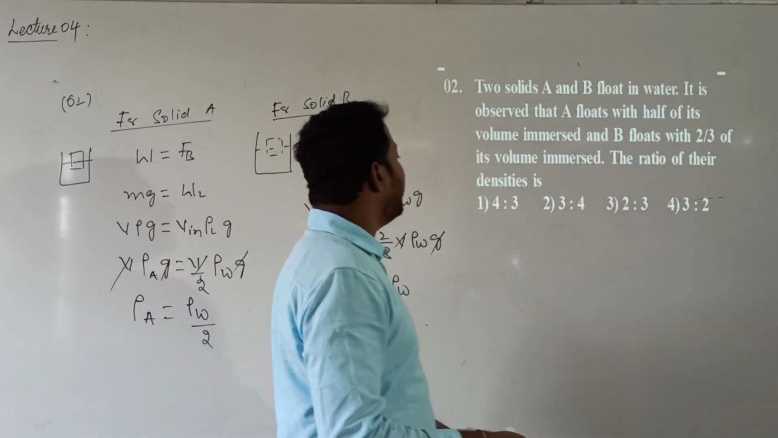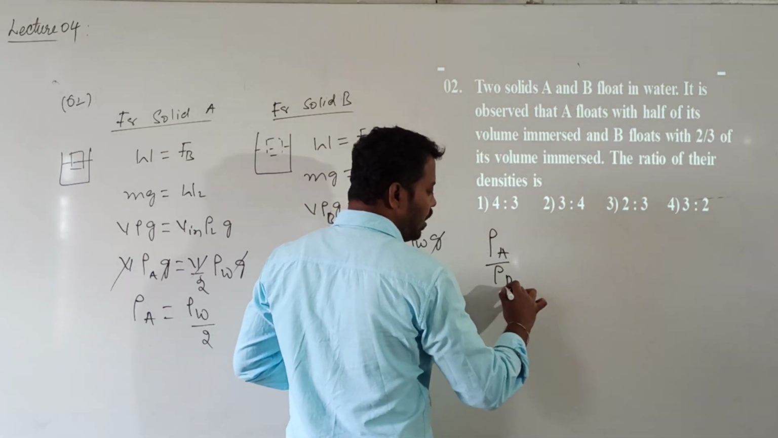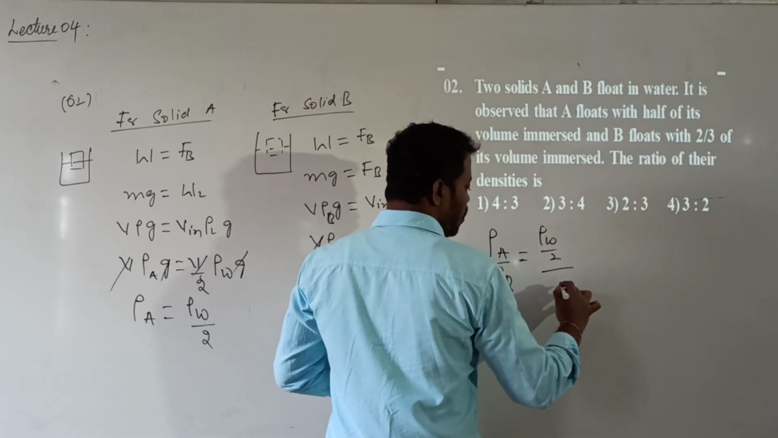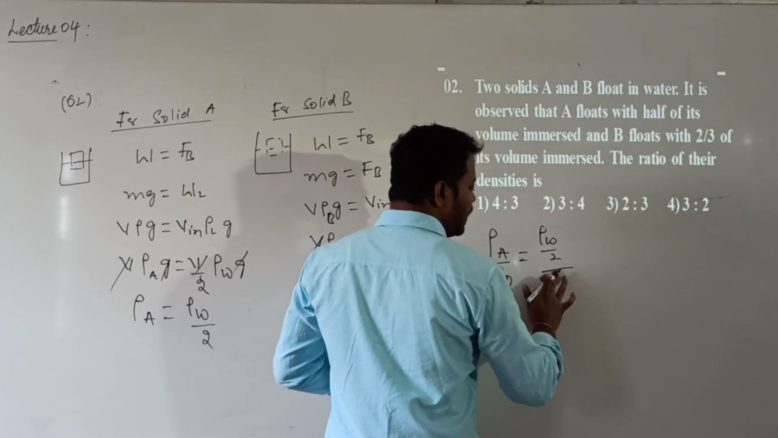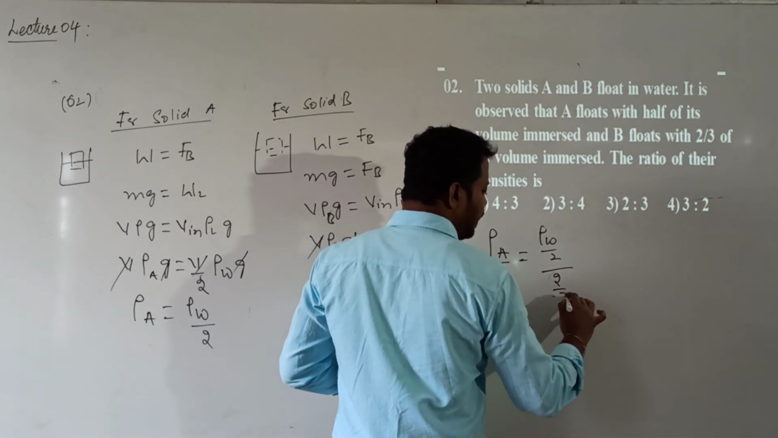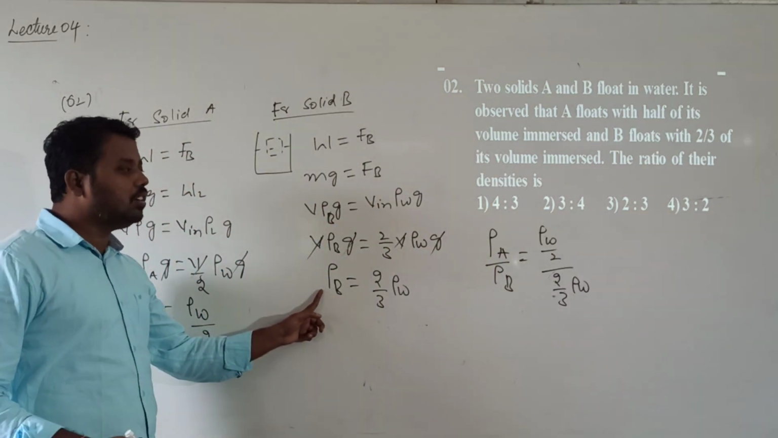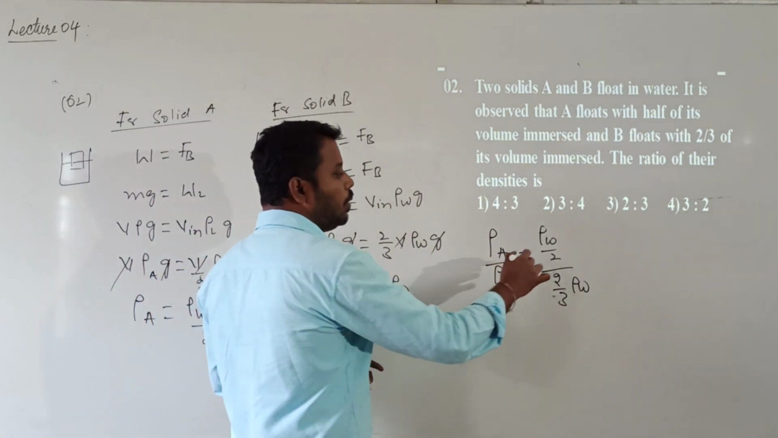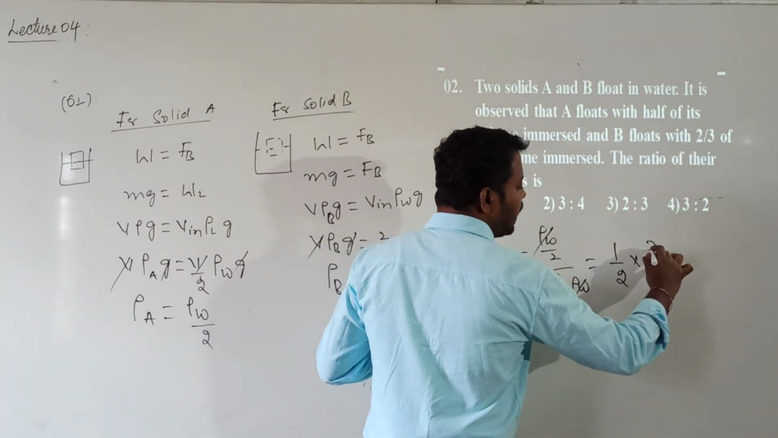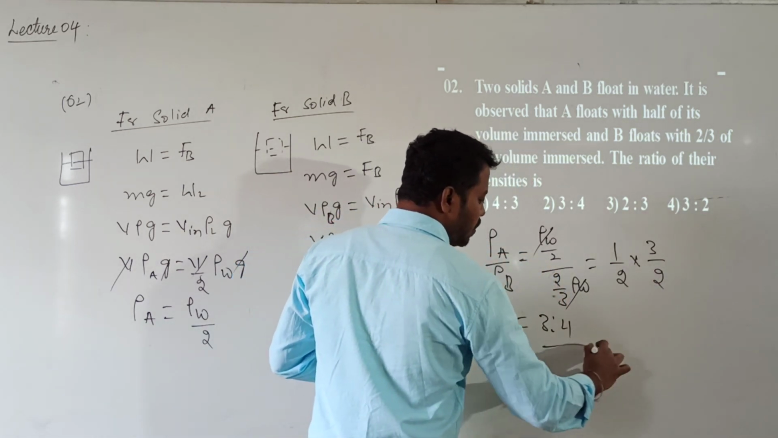They are asking us to calculate the ratio of density. What is rho A divided by rho B? Rho A is equal to rho W by 2, and rho B is equal to 2/3 into rho W. Rho W and rho W cancel. So what do I get? 1/2. The 2/3 will go to the denominator, so the numerator becomes 3/2. So the ratio will be given by 3:4.